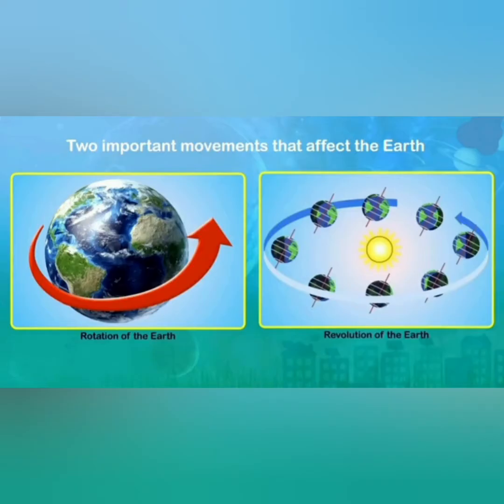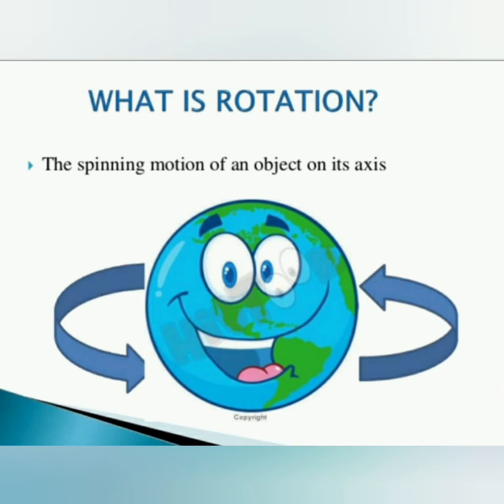Students, do you know how many different types of motions the earth has? Yes, earth has two types of motions. Those are rotation and revolution. Motion means movements. Now the question arises, what is rotation? The spinning motion of an object on its axis is called rotation.